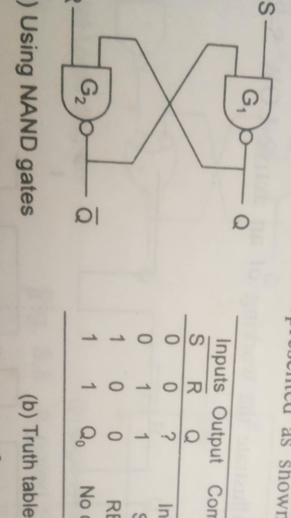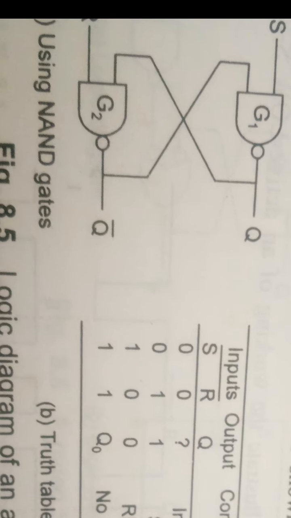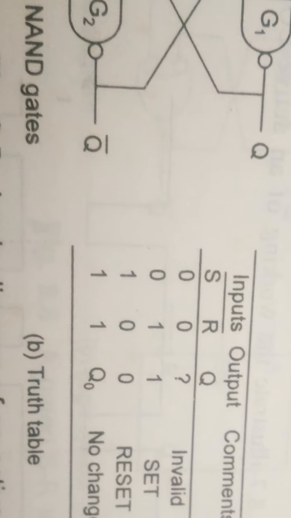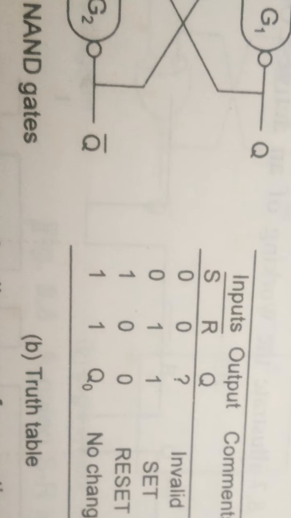And similarly, when S is 1 and R is 0, the Q will go to 0 and Q bar will go to 1, and we say that flip-flop resets. When S is 0 and R is 1, the Q will go to 1 and Q bar to 0. We say that this flip-flop sets. Whenever S is 1 and R is 1, no change will occur. The previous output will be obtained and it remains same.